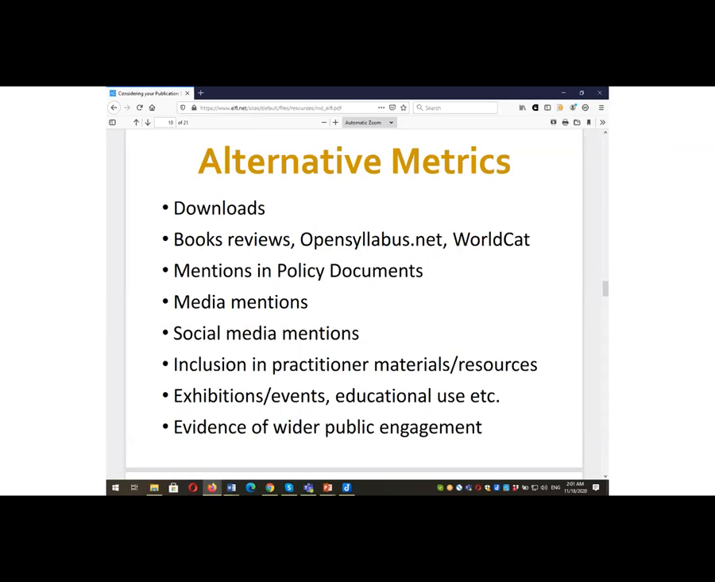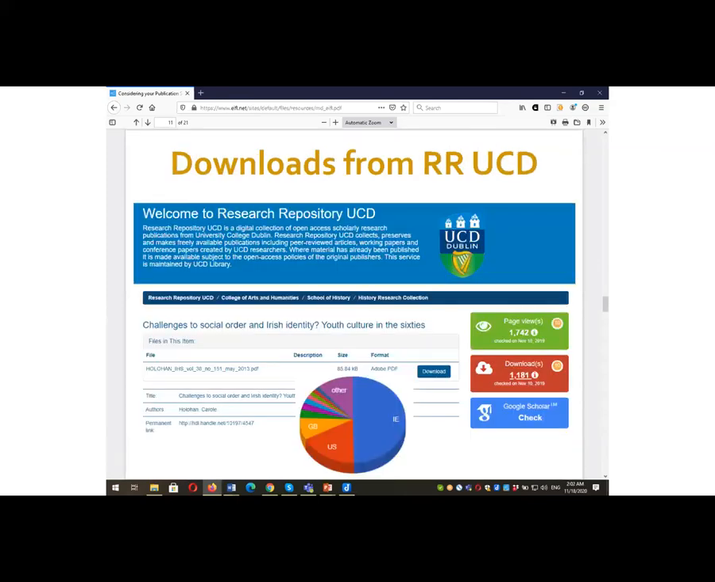Other alternative metrics could be the number of downloads of a paper. For example, if you have papers in the repository, you can track the number of downloads and use that as additional metrics. Reviews, mentions in policy documents, media mentions, social media mentions we already discussed. How research materials are included in educational materials or training materials or exhibitions, events, other communications materials, and other types of wider public engagement.